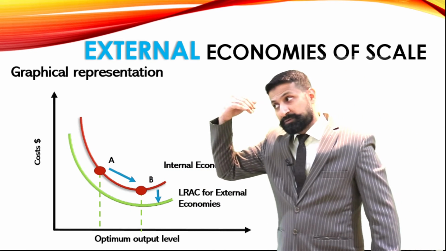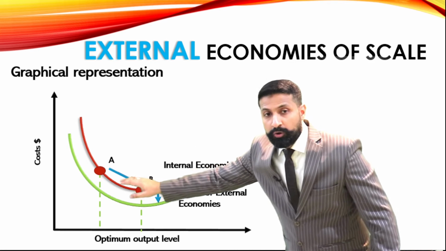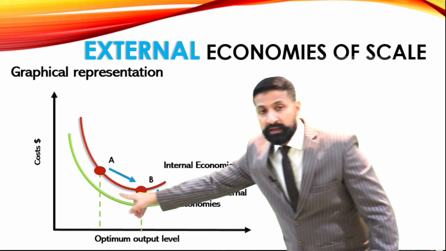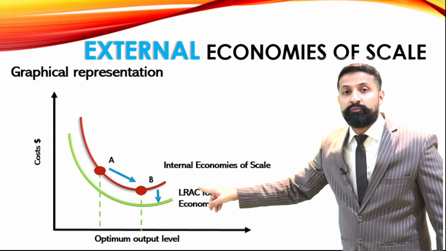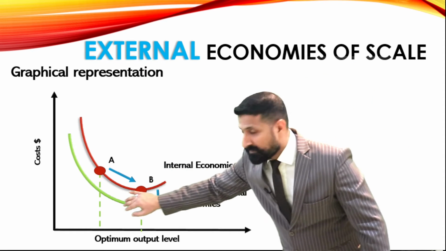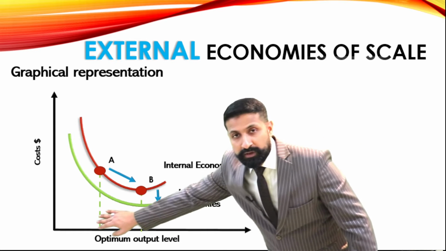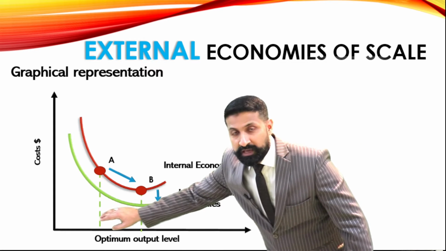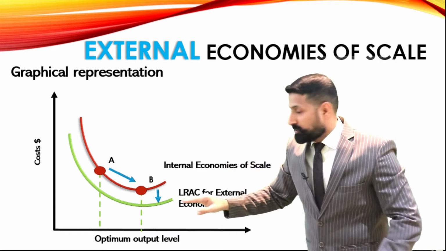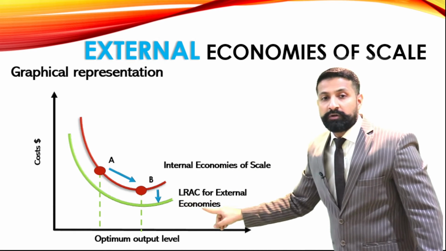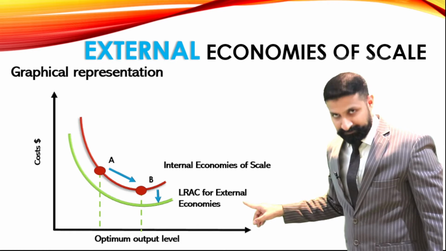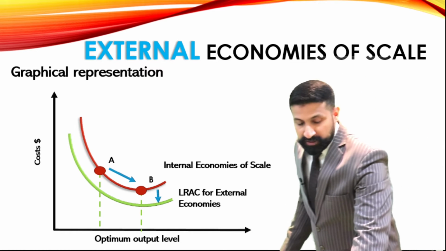But if something happens with the industry, the whole cost will go down, and this new green economies of scale graph will be formed. Whole cost is down, same number of units are produced, okay, but the cost is down. Nothing happened with the business, but something happened in the industry. So the new form is called the long run average cost for external economies. Getting my point, everyone? Okay, moving on.